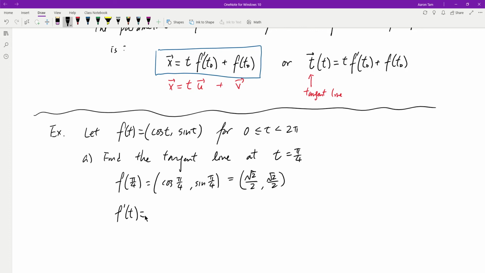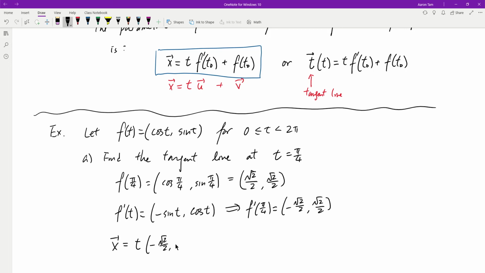And now all I need is to do a derivative of it. So I'm going to find f prime of t. Remember, to do f prime of t, all you have to do is take the derivative of the two coordinate functions, which in this case are cosine t and sine t. So the derivative of cosine t is negative sine t. The derivative of sine t is cosine t. So now I'm ready to plug it in. f prime of pi over 4 would equal negative radical 2 over 2, radical 2 over 2. So now I'm ready to put my tangent line together. My tangent line will be equal to t multiplied by the direction vector, which is f prime, plus the position vector, which is given by f.